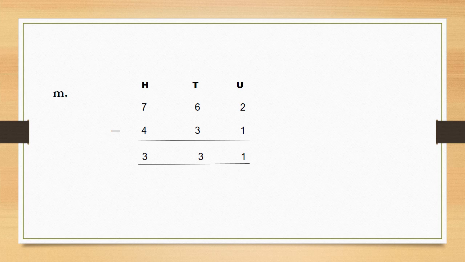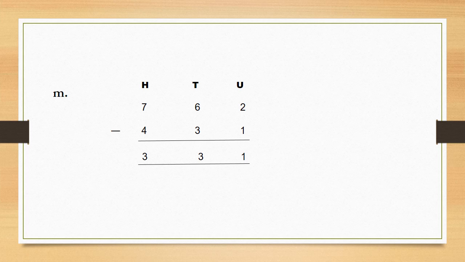Let's start solving from the units place. In units place we have 2 units and 1 unit. So we have to subtract 1 unit from 2 units. Students, when we remove or take away 1 unit from 2 units, we get 1 unit left only.